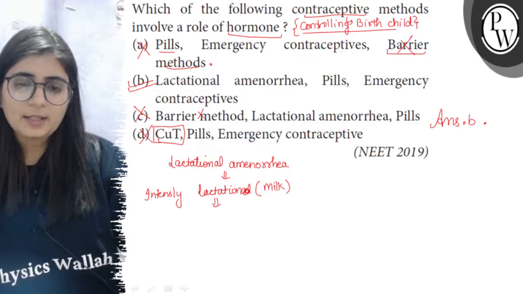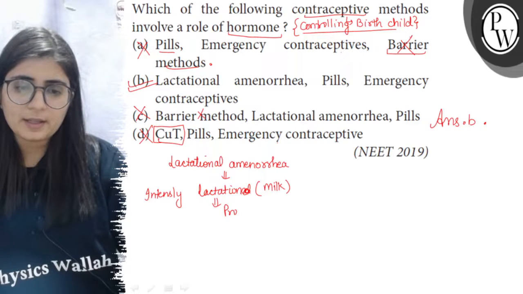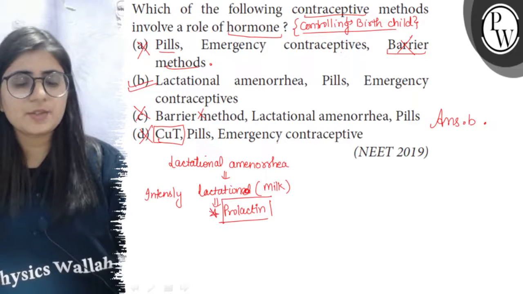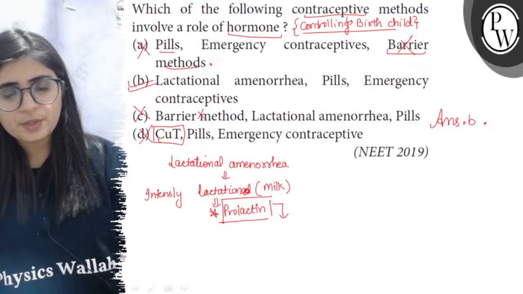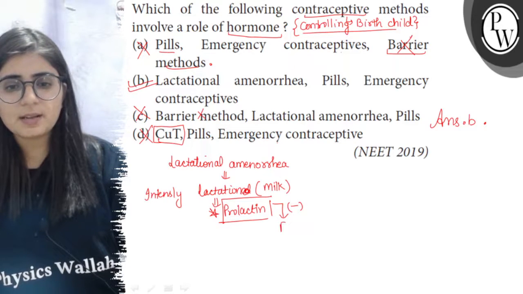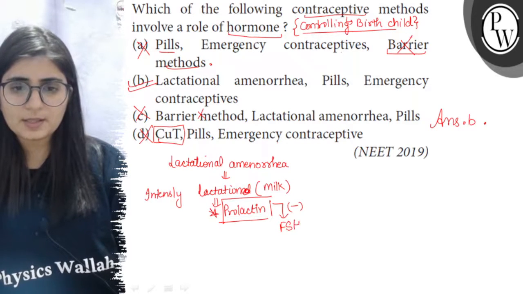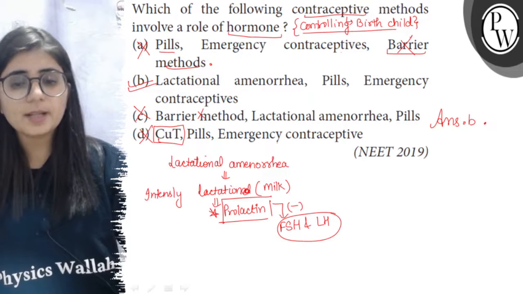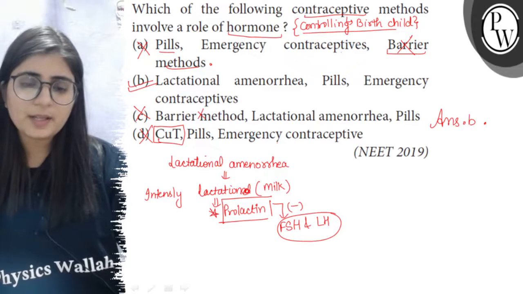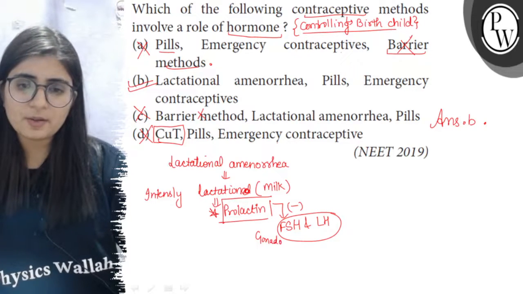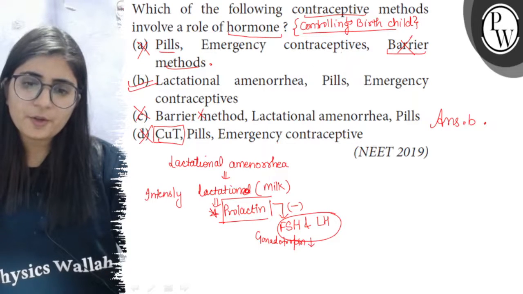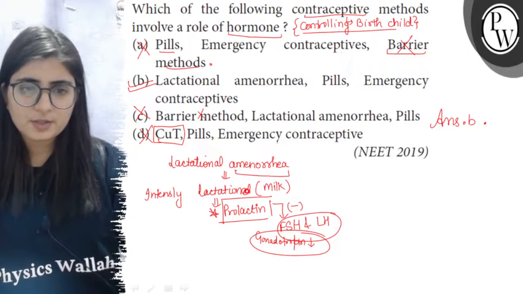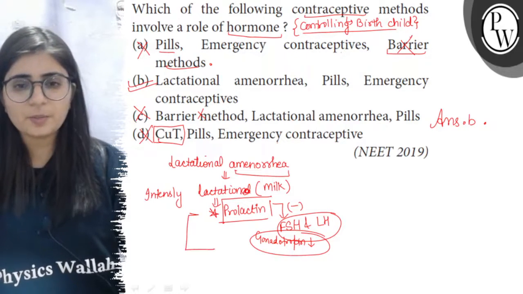Lactation is due to the hormone prolactin, because for milk production the hormone prolactin is responsible. But prolactin inhibits the secretion of GnRH by the hypothalamus and also the secretion of FSH and LH by the anterior lobe of pituitary. So when the level of prolactin is high, the level of gonadotropins is low. The low level of gonadotropins is responsible for amenorrhea, absence of menstruation. So this is a hormonal method because it is based on the hormonal action.